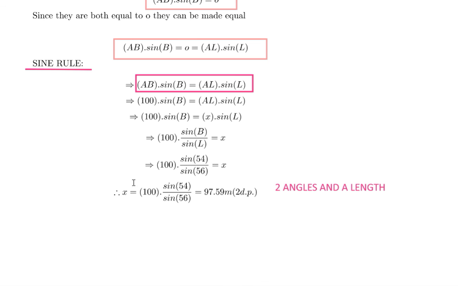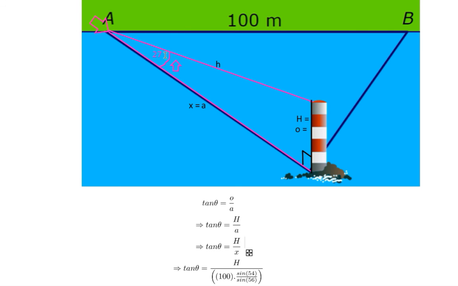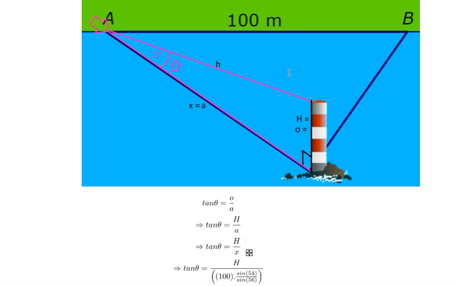Finally, what is X? Well, we've stated in the past that X is 100 sine 54 over sine 56. I can put that in there. I can also put in the 27 degrees, which is how much we need to elevate ourselves to see the height. A little bit of calculation leaves us with 49.72 meters high as the height. This would be to 2 decimal places or perhaps 4 significant figures. This is the height of the lighthouse, and that's one way in which we are able to calculate it. Thank you.